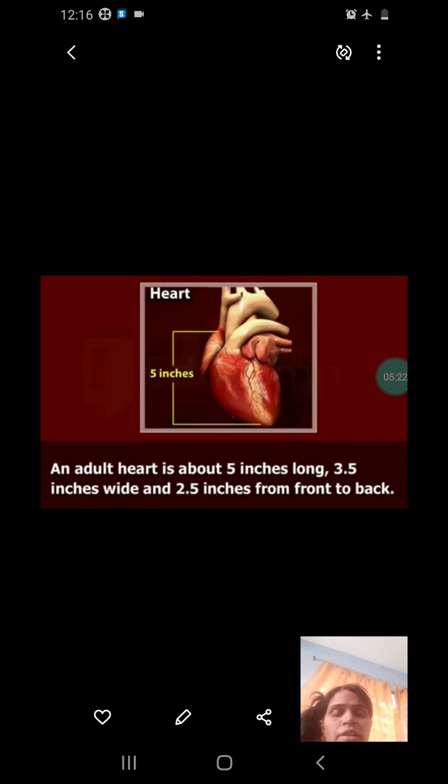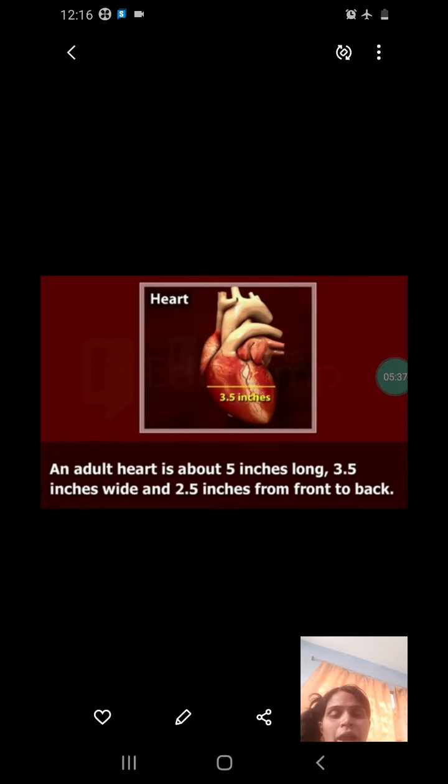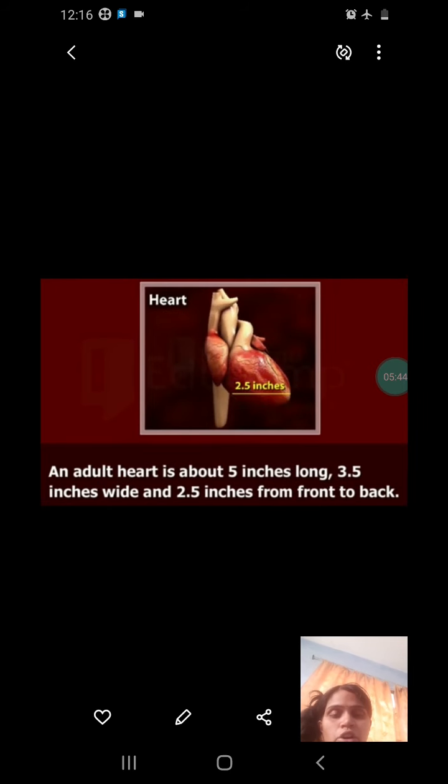The heart is about 5 inches long, students. An adult heart is about 5 inches long, 3.5 inches wide, and 2.5 inches from front to back. Up to this is the structure of the human heart.